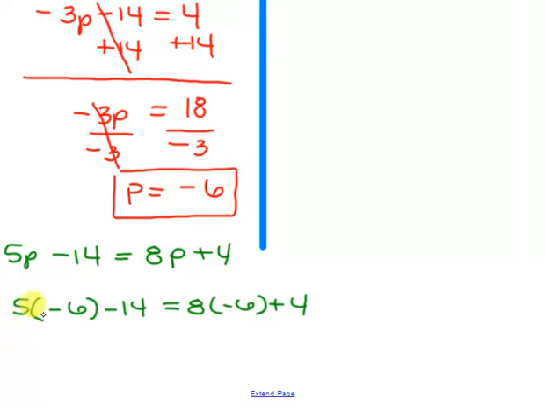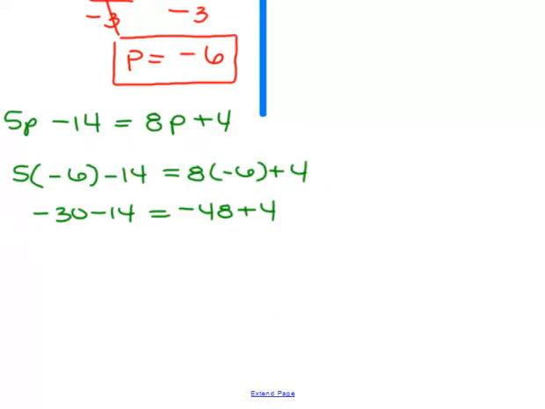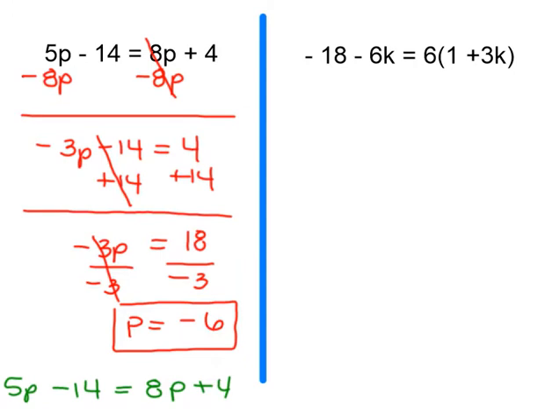All right, so 5 times negative 6 is negative 30 minus 14 equals 8 times negative 6 is negative 48 plus 4. Negative 30 minus 14, that's going to be negative 44. And then negative 48 plus 4 is also negative 44. So that means when those two are equal, our answer is right. So our answer is P equals negative 6. All right, let's move on to this problem here.